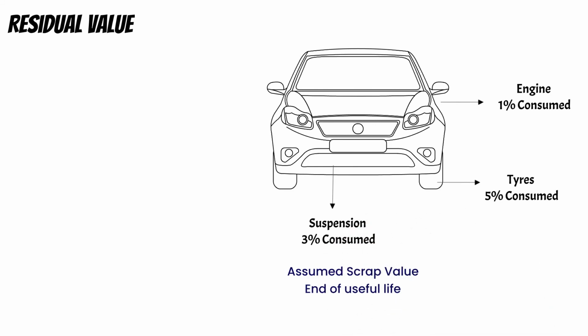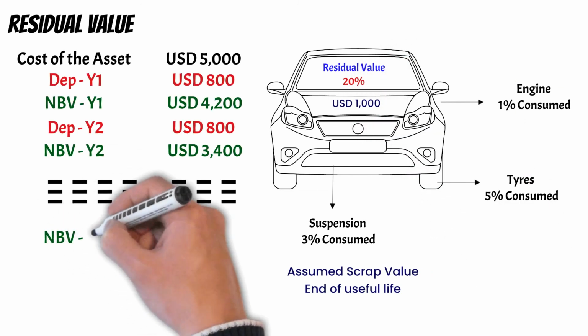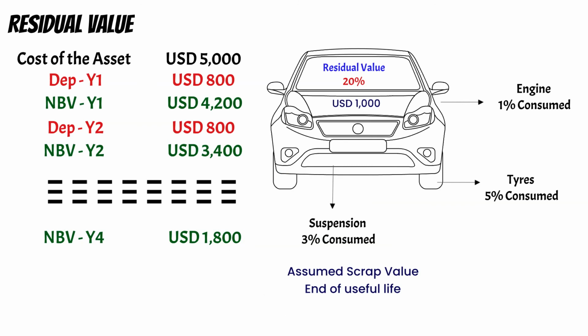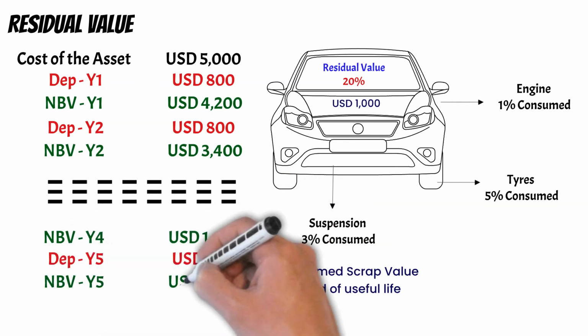Let's say that the asset has a residual value of 20%, that is $1,000. The accumulated depreciation at the end of the useful life is $4,000 against a cost of $5,000, resulting in a residual value of $1,000.